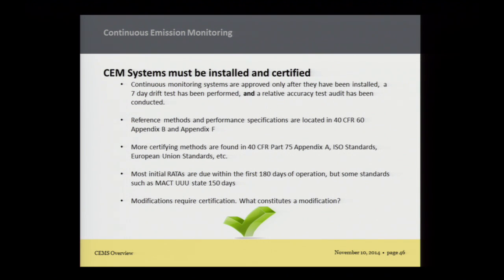More certifying methods are found in Part 75 Appendix A. You've got some ISO standards and European Union standards. These are just other methods you can run to qualify a CEMS outside of Part 60. And then modifications require certification. So what constitutes a modification?